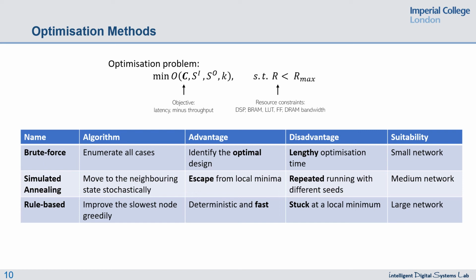Finally, we have the rule-based method, which greedily improves the slowest node in the graph, in addition to a set of heuristics. The rule-based method is a deterministic algorithm and is very fast to run compared with others, but is highly likely to be trapped at a local optimum because of the greedy optimization. Empirically, we found the brute force, simulated annealing, and rule-based methods are suitable for small, medium, and large-size networks respectively to achieve a good balance between optimization time and optimization quality.